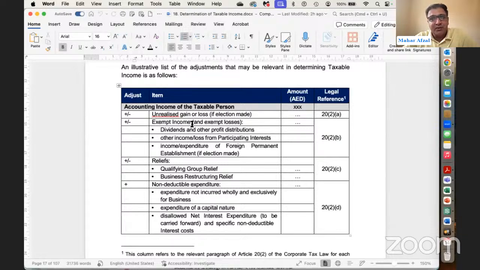Dividend is exempt. Then there is some other profit, basically from investment. If it is a 5% investment, that income is exempt as well. So along with dividends, participation exemption income is exempt as well. Related dividend is exempt, subject to certain conditions.